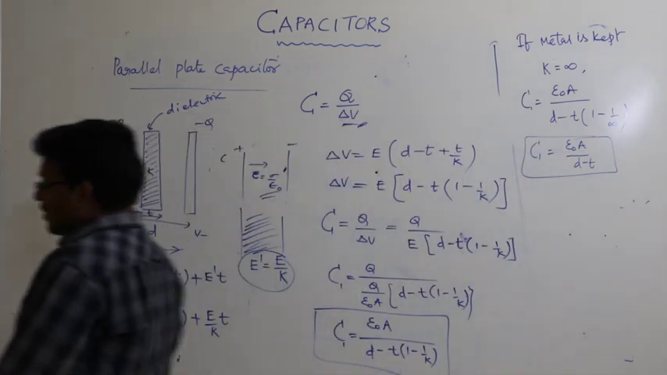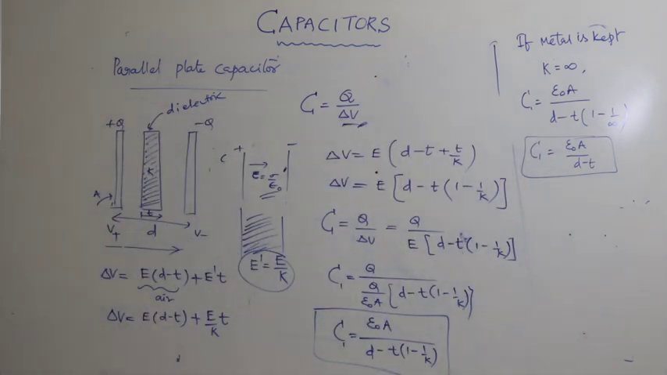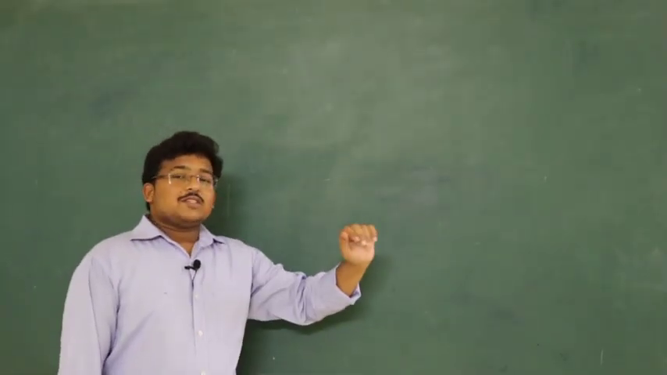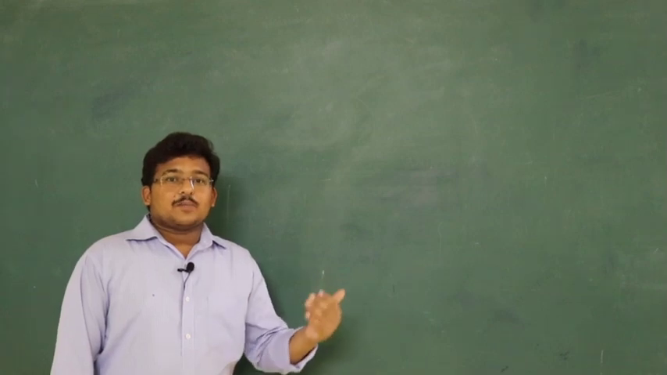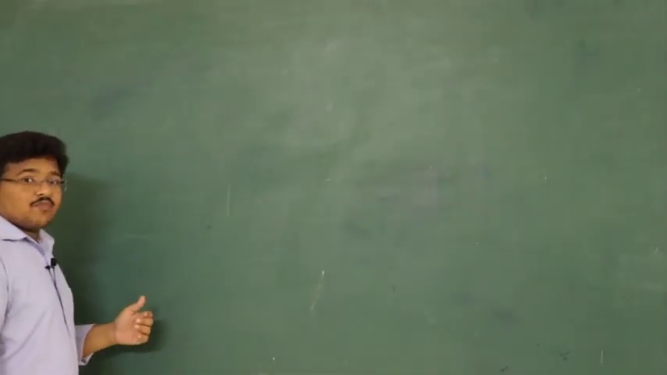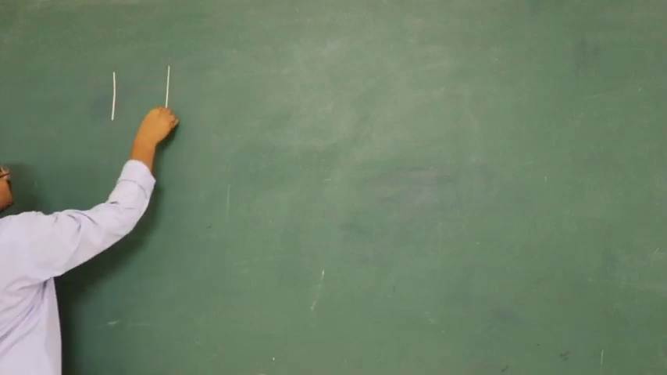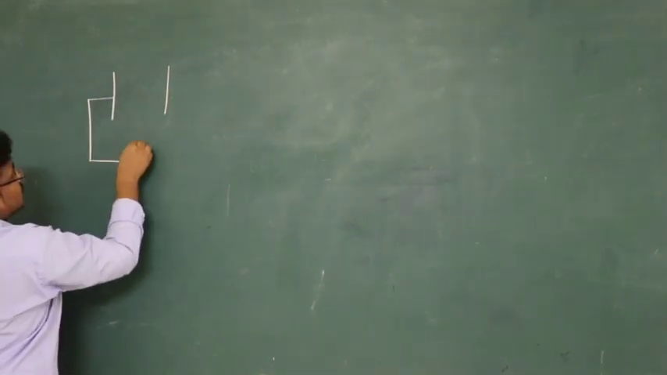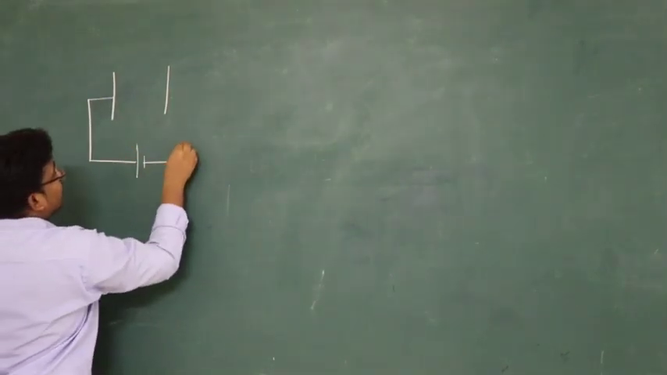So this is what we have with the parallel plate capacitor. Okay. Right. So now we will see how the parallel plate capacitor charges. Generally you know that a parallel plate capacitor has two plates. So we can take two plates, right? Now these two plates are connected to a cell via a switch.